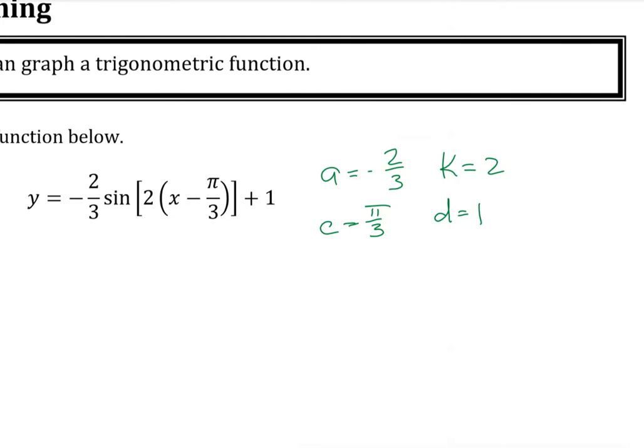and D is 1. And then exactly right, so I'm going to pause and ask you to try this for yourself, the zero line and the amplitude to get the max and the min. Okay, go for it.